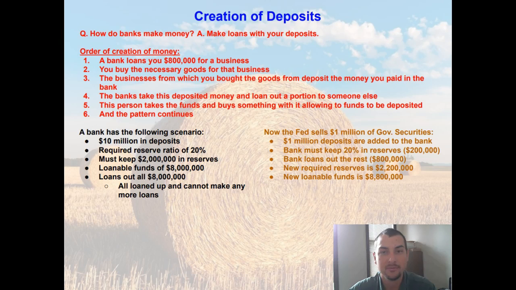How do banks make money? They make money using loans. That's how they make money. They borrow it from somebody. Basically, they borrow it from the depositors. If you're putting money in the bank, they're taking money from you in your checking account or your savings account, and loaning it out to somebody else. They borrow it from you at a low interest rate, loan it out at a high interest rate, and make a profit in between. So let's go through the order of the creation of money.